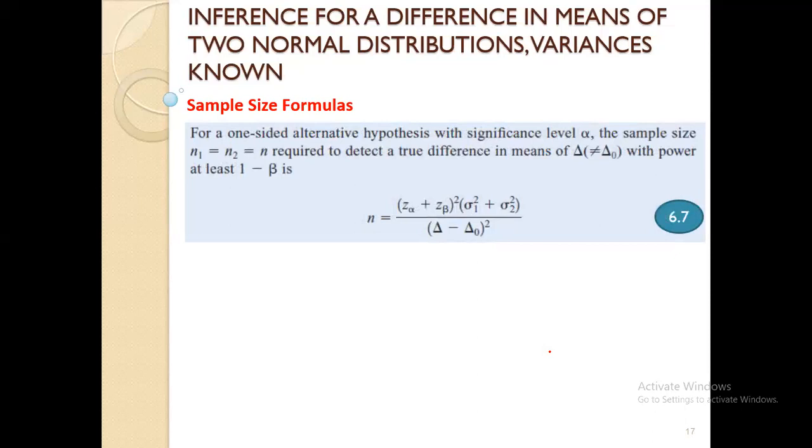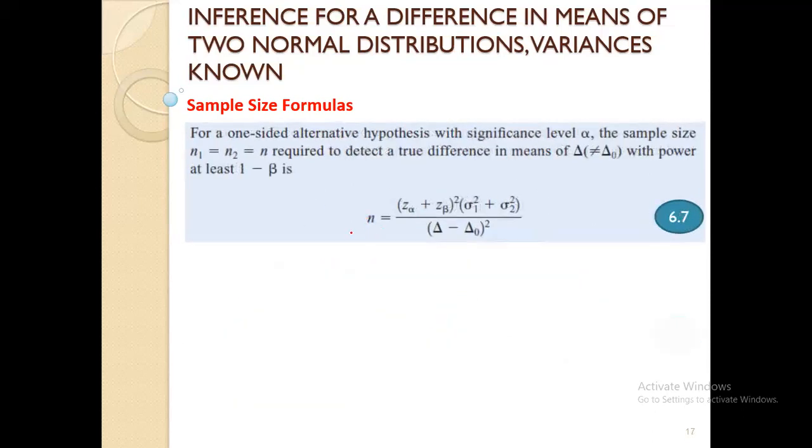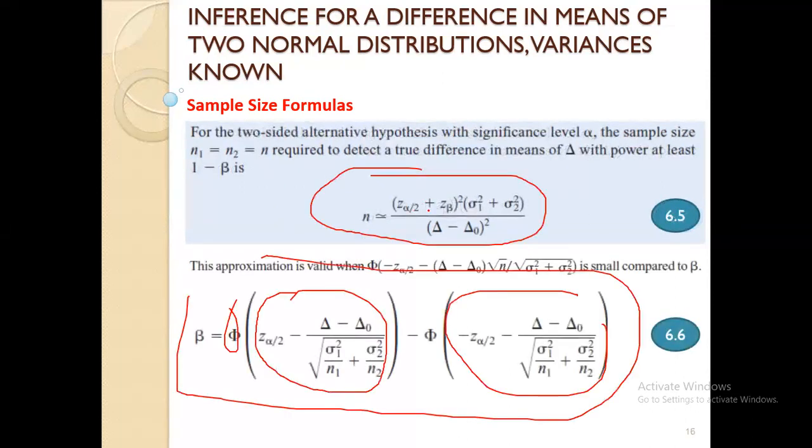And this is for a two side test. For a one side test, you can estimate n by this formula. The formula is quite similar except for the alpha. For a one side test, we use alpha. For a two side test, we use alpha divided by 2. Okay, you can estimate n by this.